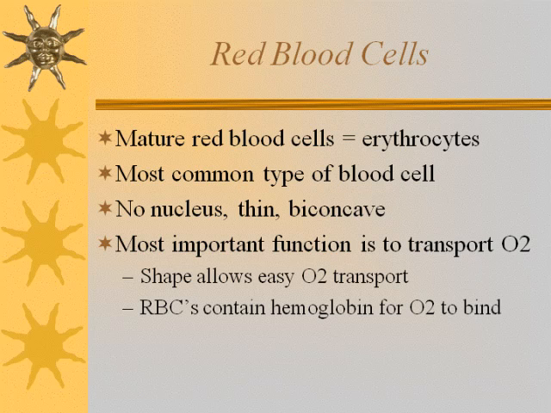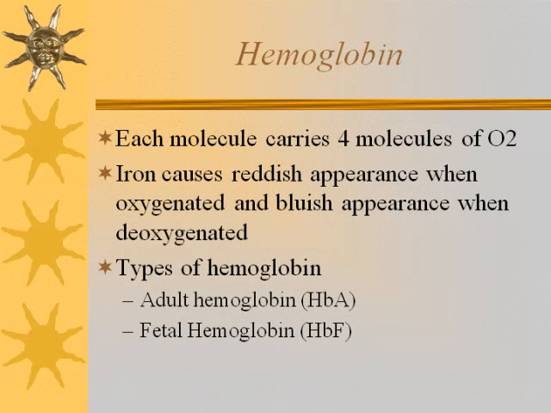No nucleus. They're thin and biconcave, and their shape allows them to perform their most important function, which is to transport oxygen. Red blood cells contain hemoglobin, which is what the oxygen binds to. Very important. Each molecule of hemoglobin carries 4 molecules of oxygen. Iron is what causes the reddish appearance when blood is oxygenated.